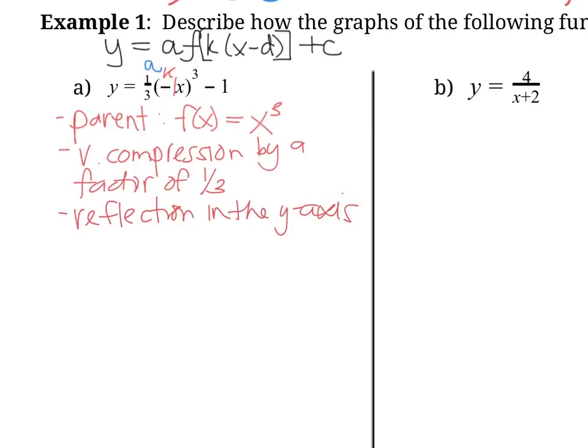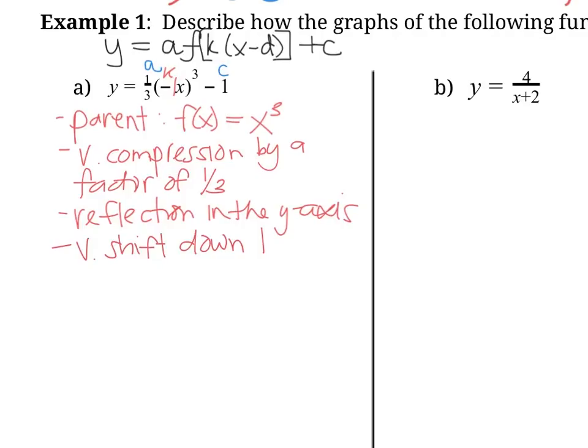All right, so we don't have a d value, we don't have any horizontal shifts, but we do have a c value, a vertical shift. This is outside of the function, outside of the cube, so it must be c. If we use our summary from the previous lesson, we know that there's going to be a vertical shift or translation down 1.